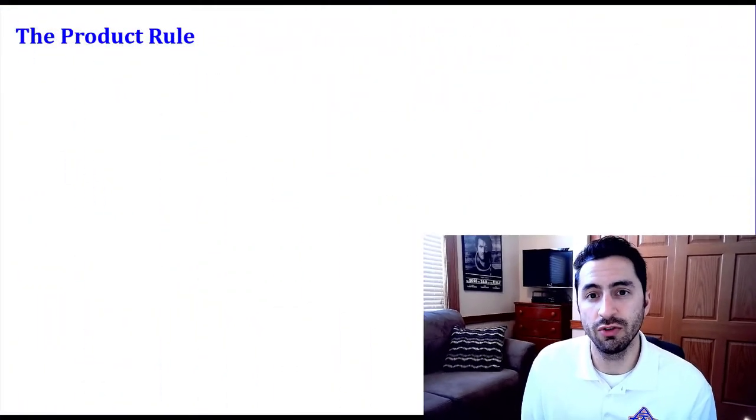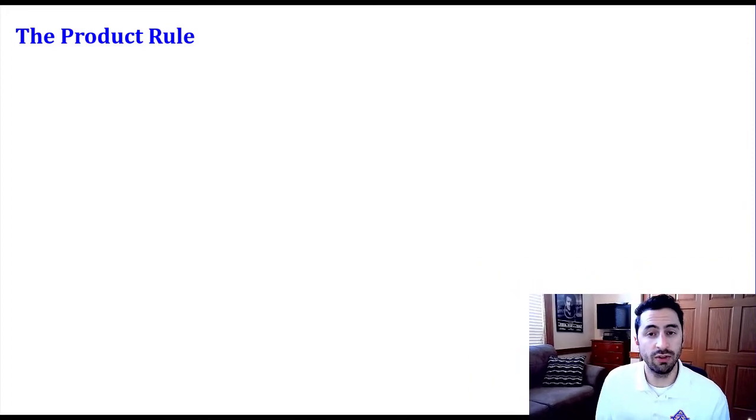Now the first thing I want to do is explain why we need the product rule, and then after we take a look at that, we'll take a look at the proof for the product rule, or the justification as to how we know it is true. So let's start off with the why.